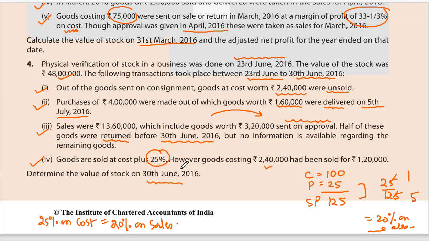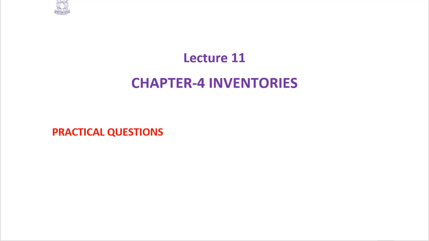I hope you understood the question. In this question, the physical verification of stock is done on 23rd June 2016. On the physical verification date, the value of stock was 48 lakhs. Now there are 4 transactions given over here. We need to make the adjustments and find out the value of stock on 30th June 2016. Let us continue.